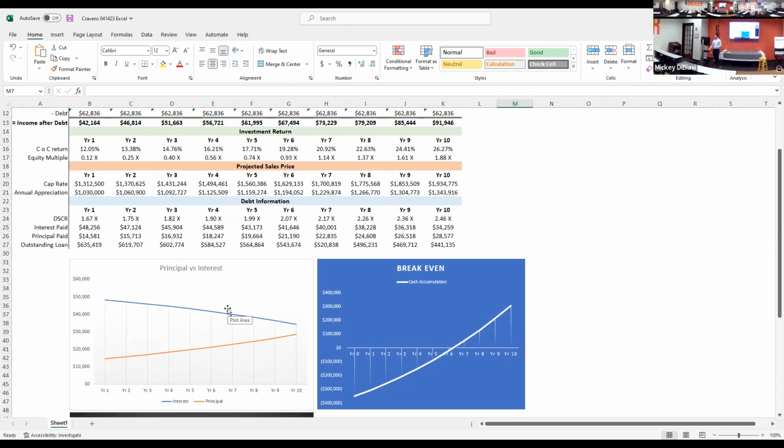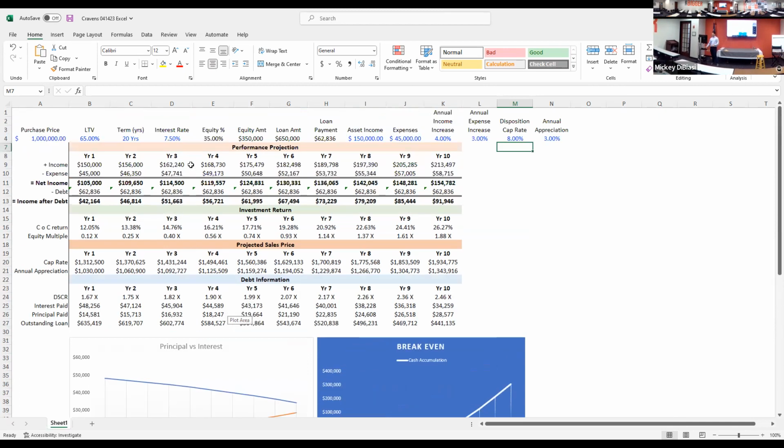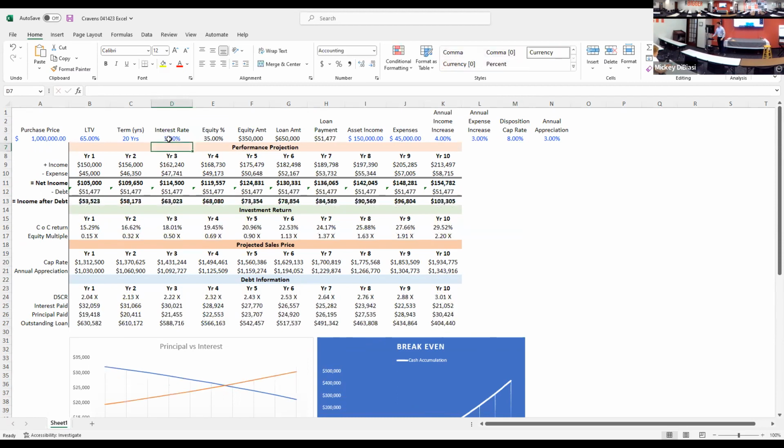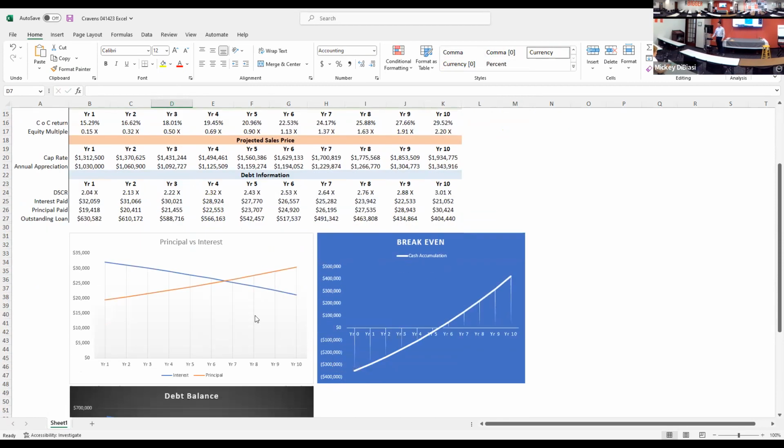Let me show you what you need to do. Back in the day, when we could get 5%, let's do 5%. Now you see the crossover is between year 6 and 7. Now you're paying more in principal and less in interest. So it kind of makes your break even point.